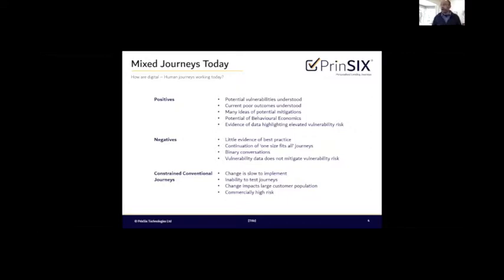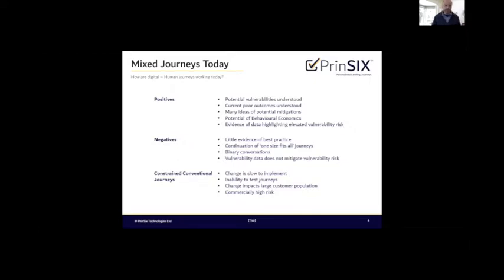The negatives are there's little evidence of best practice. Everyone's got ideas, but no one's tried them and proven how they should work. There's a general mindset, a continuation of this one size fits all, this is the journey. And that drives a binary conversation around everything can be digital, or no, you need to speak to a human in every circumstance. And although you can see flags that flag risk of vulnerability, it doesn't actually address the vulnerability. It doesn't provide any clue around what do you then do.